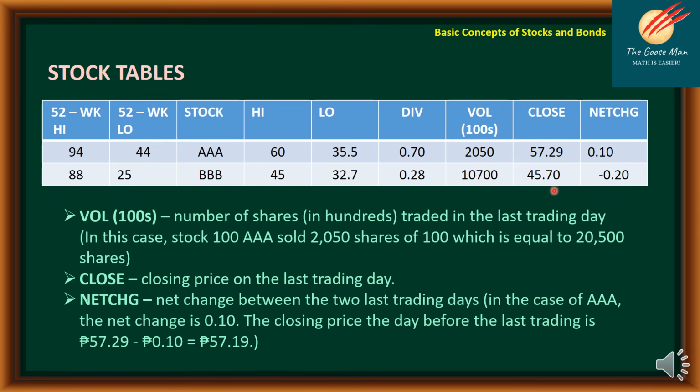Next, net change. This is the net change between the last two trading days. In the case of AAA, the net change is 0.10. So the closing price the day before the last trading day is 57.29 minus 0.10, so this is 57.19.